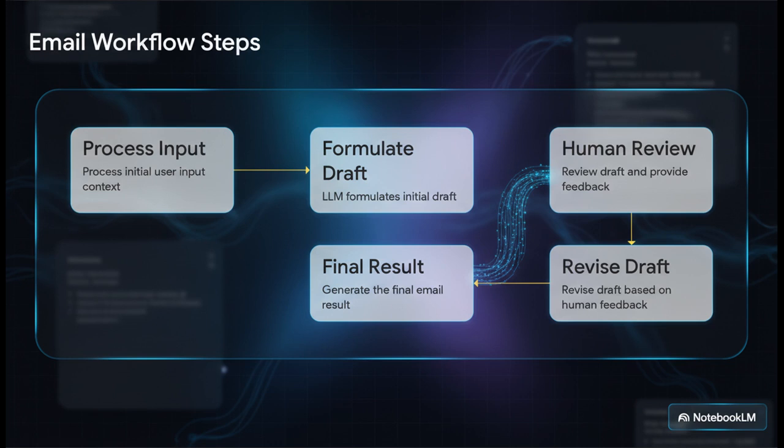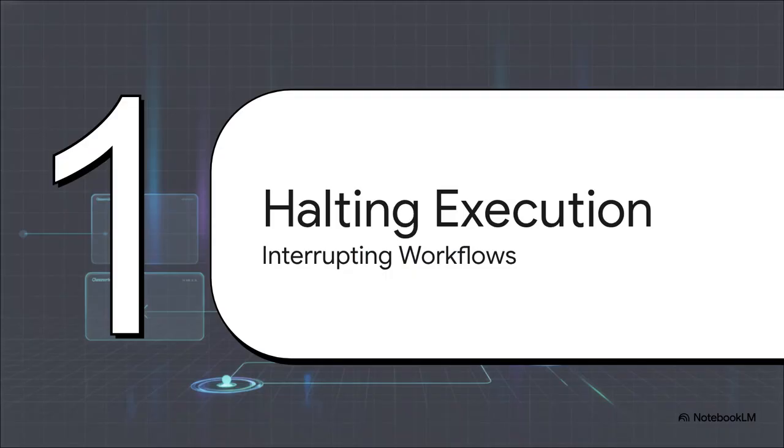A real human operator reads the draft, provides their input, and only then does it move to step 4 to revise that draft, and finally, step 5, yielding the final result. In an enterprise system, this specific sequence isn't just a friendly suggestion. It has to be mathematically guaranteed by the framework itself. So how do we actually do this? Let's look at halting execution and implementing interruption in Burr.